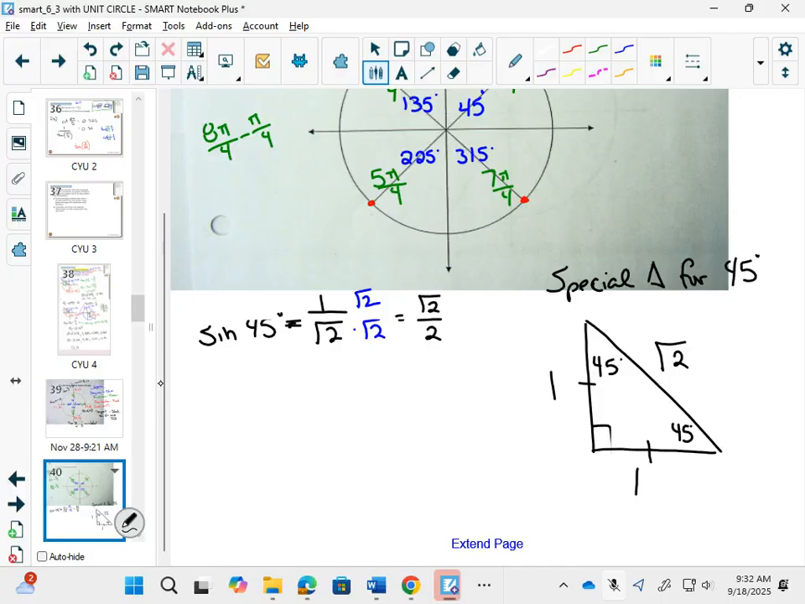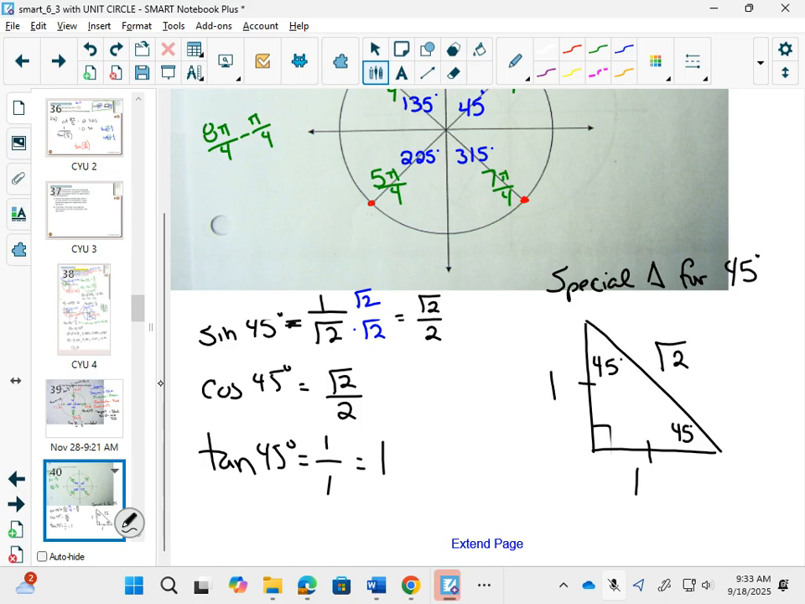And cos of 45 degrees, adjacent over hypotenuse, also 1 over root 2. I'm going to write that as root 2 over 2. When you're asked for sine of 45 degrees, you can either tell me 1 over root 2 or root 2 over 2. And tan of 45 degrees, opposite over adjacent, 1 over 1, is just 1.